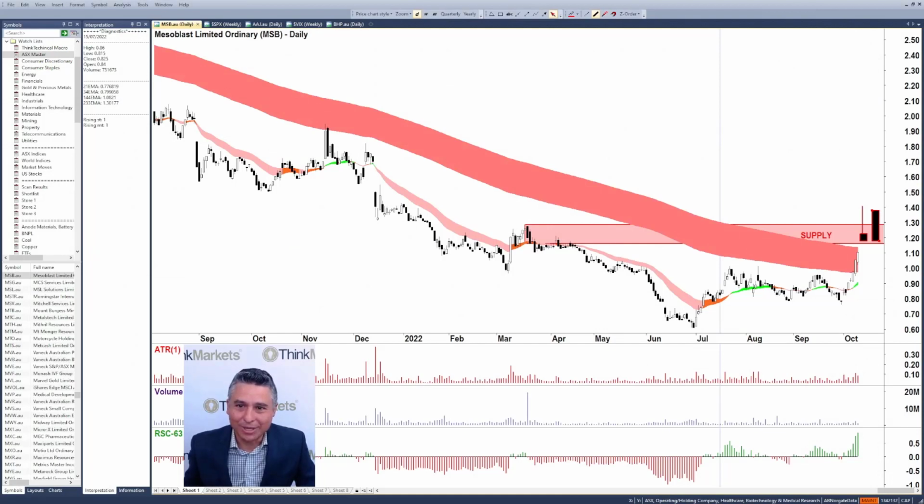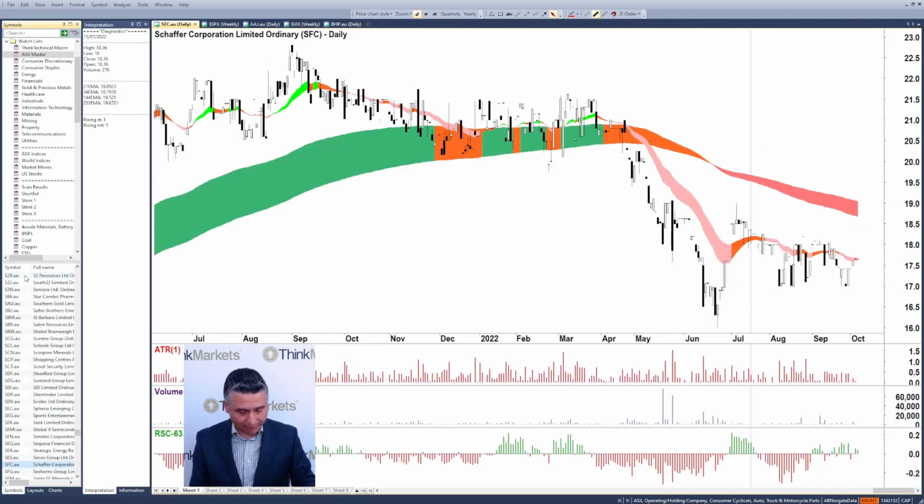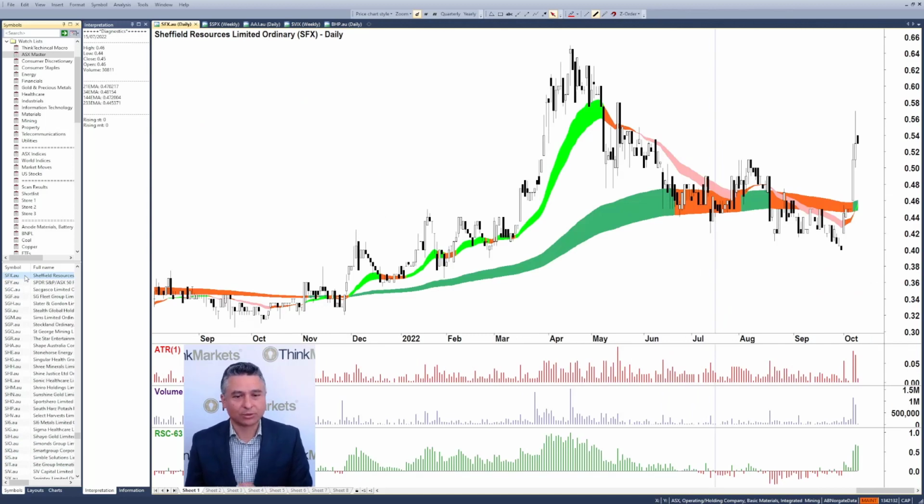Let's go to APR. No, Yancoal was next. I'll have to scroll back to the top of my list. So we have done Mesoblast. Hello, King. After a look at the chart for Sheffield Resources, certainly SFX. Oh, that looks interesting. And anytime I see big white candles on big volume, it gets my attention. A little bit concerned about this shadow here.